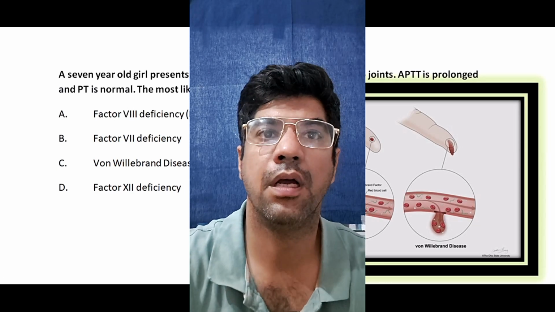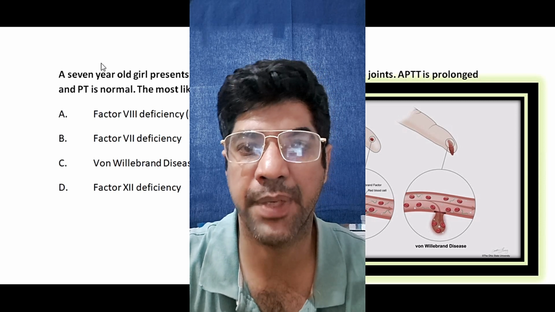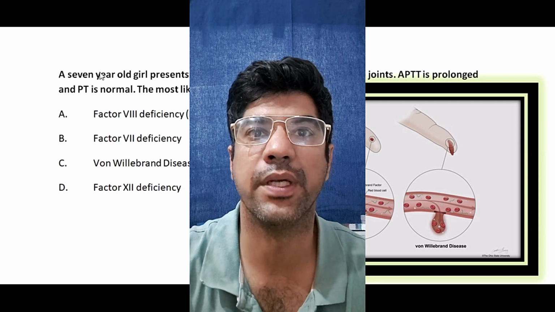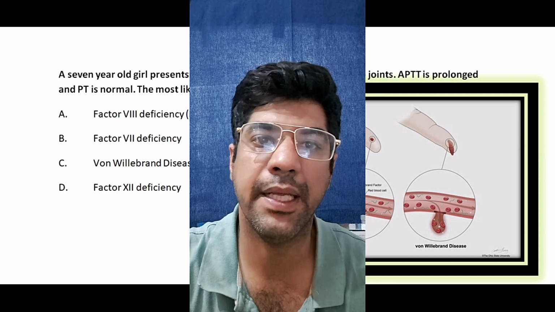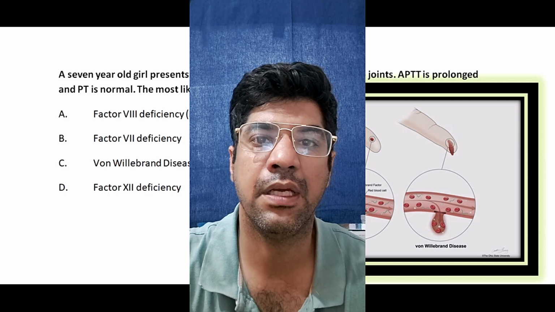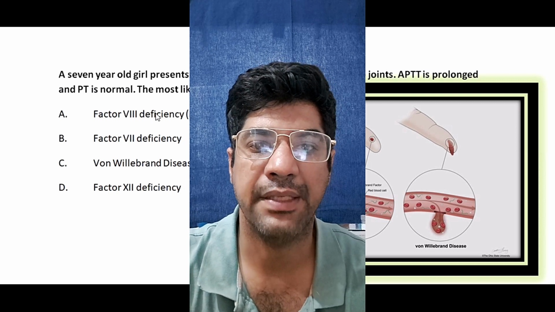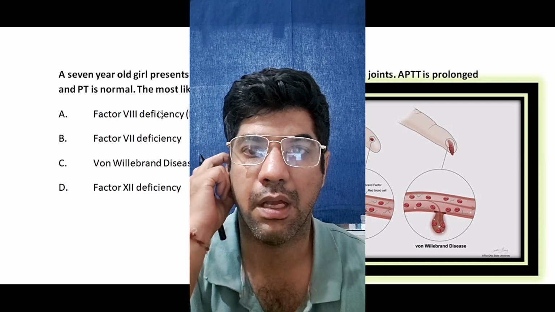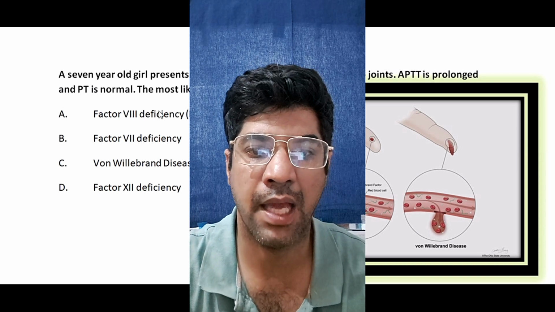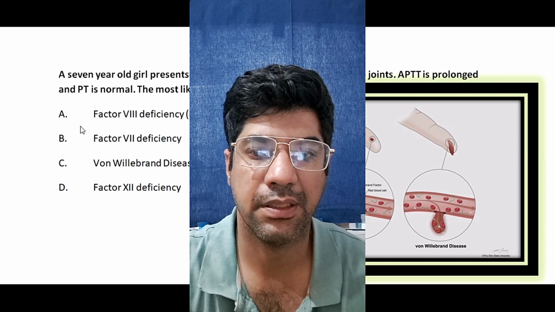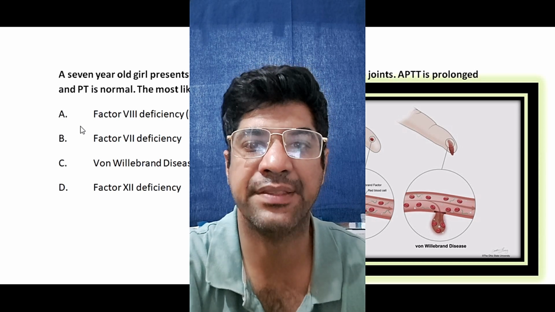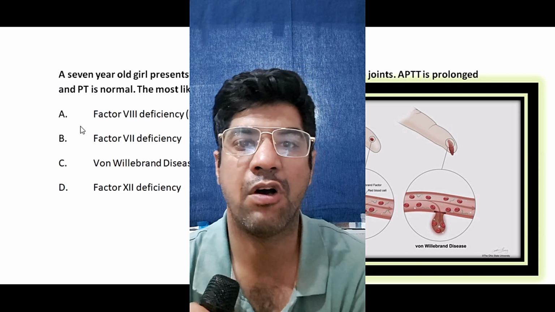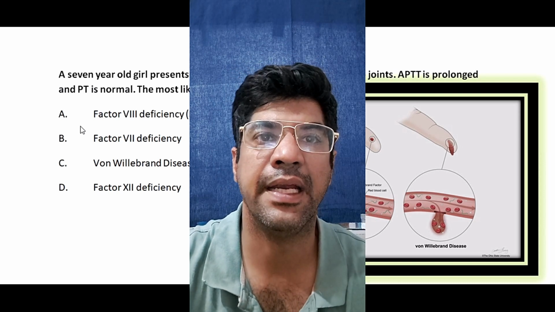A 7-year-old girl presents with repeated episodes of bleeding into the joints. APTT is prolonged and PT is normal. The most likely diagnosis is factor 8 deficiency. So hemophilia is a hereditary bleeding disorder that is caused by the deficiency of factor 8.